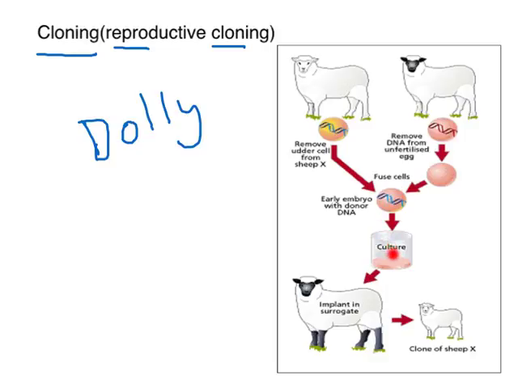Then you can culture them in a petri dish, implant them in a third sheep, a surrogate mother, and she will actually give birth to a baby sheep, and this sheep is genetically identical to our original donor sheep. Okay? Super easy, however, not a very efficient process.